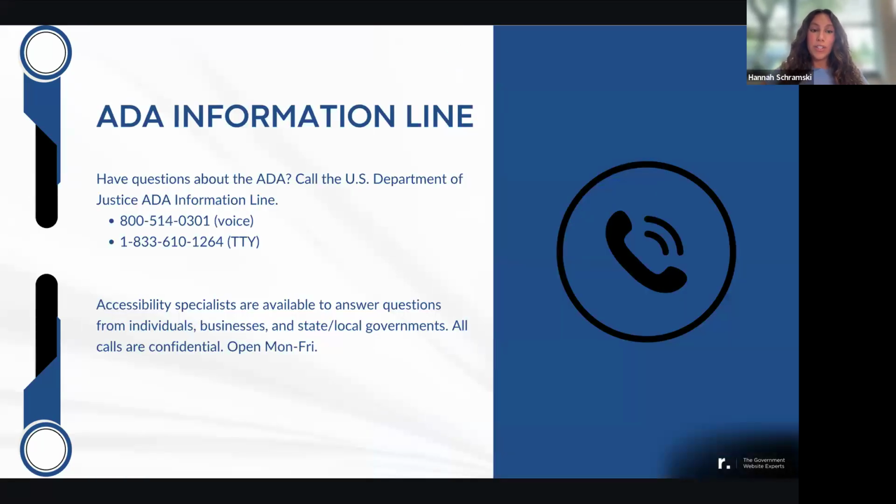And finally, I do want to shout out the ADA information line. Did you know you could just call the DOJ up? If you have questions about the ADA, if you're editing your website, you're in the middle, knees deep in remediation, you can call the U.S. Department of Justice ADA information line and speak with an accessibility specialist directly, which is really helpful. Your call is confidential and they're open Monday through Friday. So, take a little picture of this slide. You can call them up and ask them any question you might have and hear from the experts who are working specifically for the DOJ and deeply know the ADA.